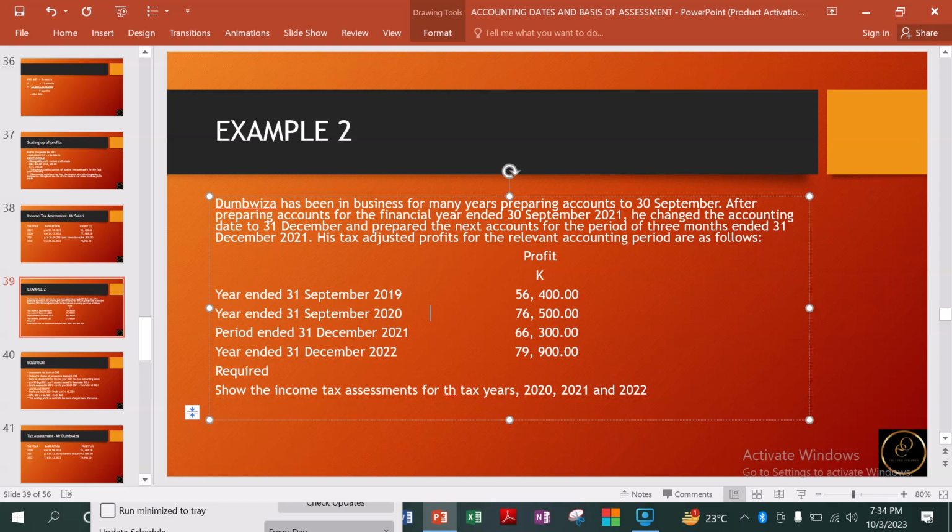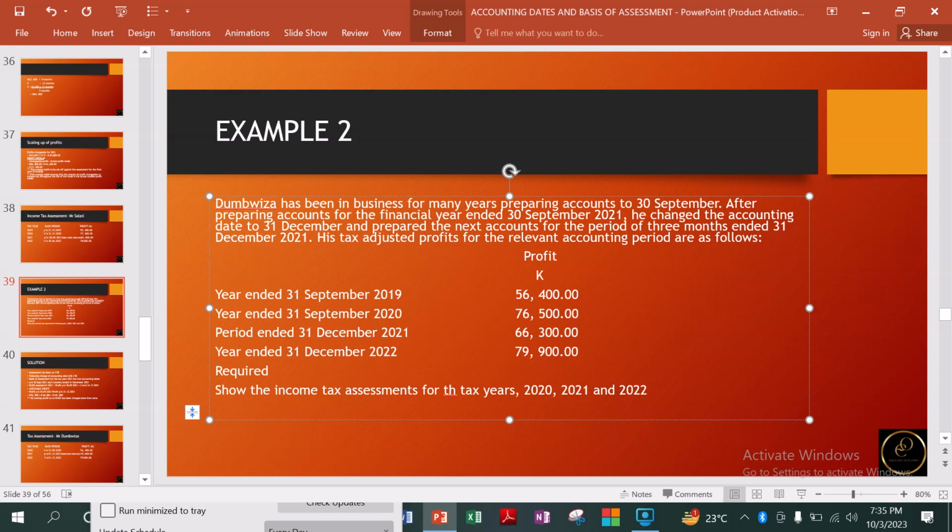So what does this mean? If you count from 30th September, you have October, November as well as December, meaning that this period, which stretches to 31st December, is going to account for 15 months. So we have a period of more than 12 months. We are going to see how we treat that. That's the essence of this particular example. Then what are we required to do? Show the income tax assessment for the tax years 2020, 2021, and 2022.